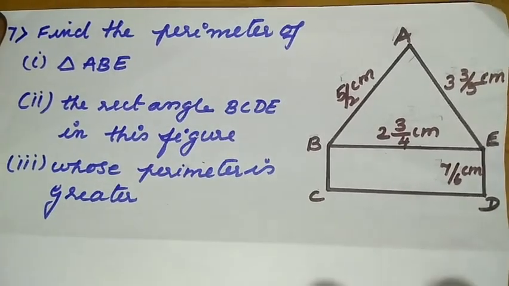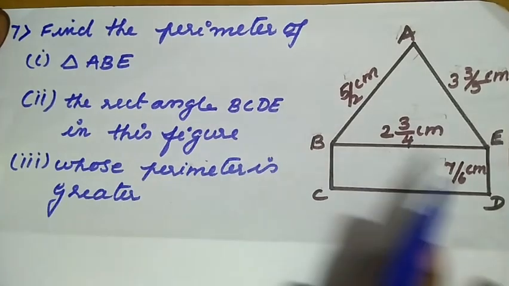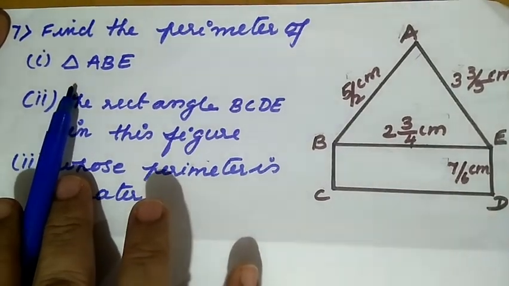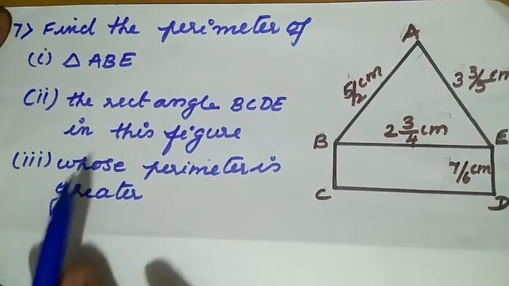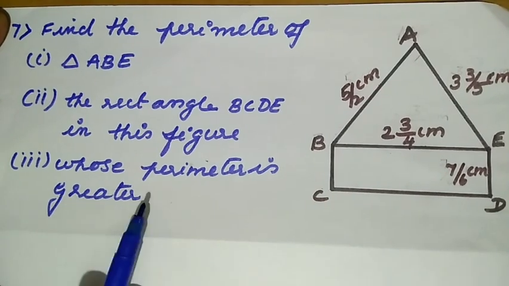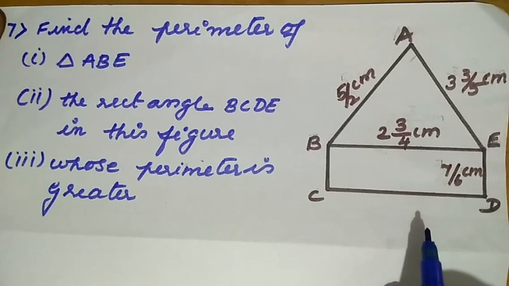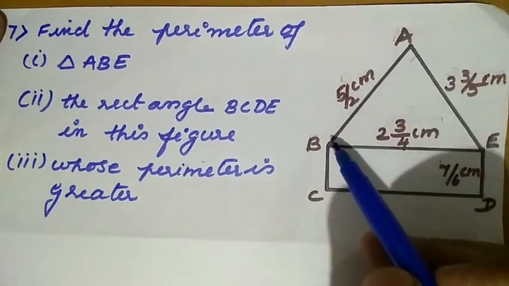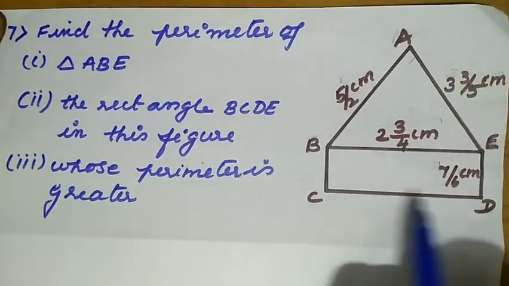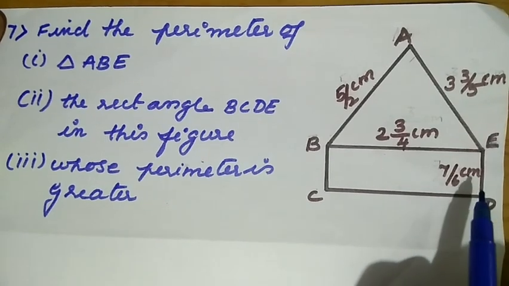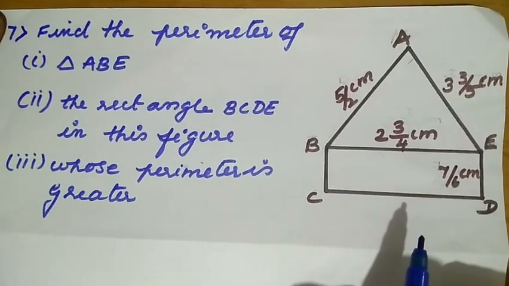Next question. Find the perimeter of the given diagram. First one, triangle ABE, second one, rectangle BCDE. After that, whose perimeter is greater? So from the figure we have to take the help. We should find the triangle's perimeter, and the rectangle's perimeter. Then decide which perimeter is greater.